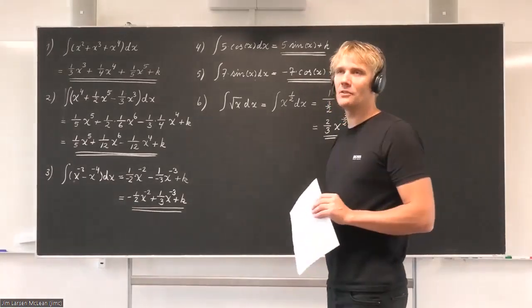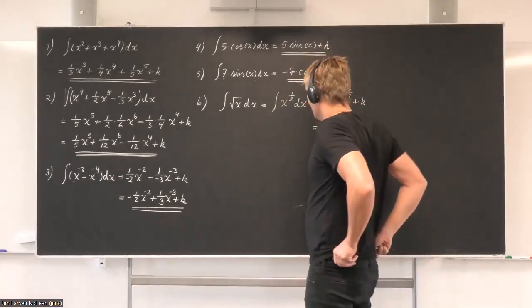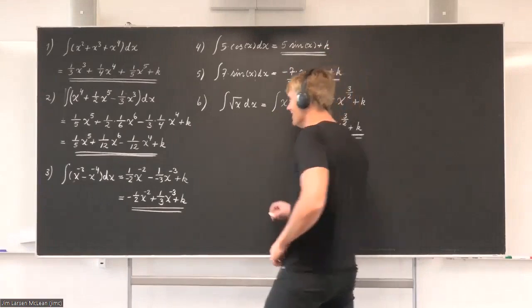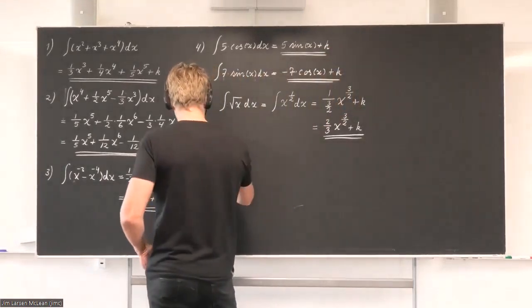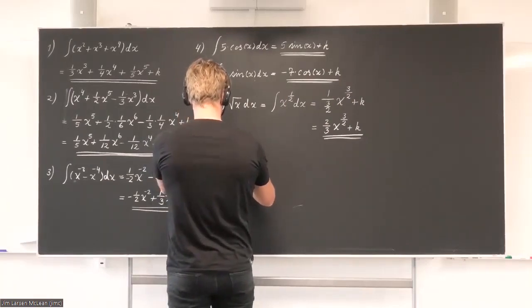Now it gets a bit harder. And now we move on to problem 7. Problem 7 is: determine the integral of x squared times e to the power x.